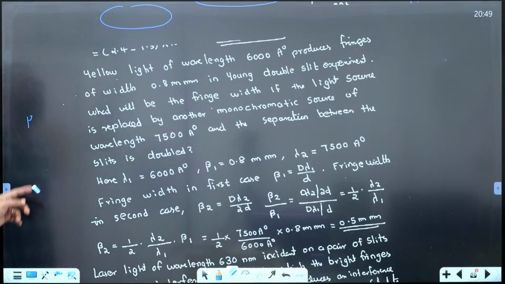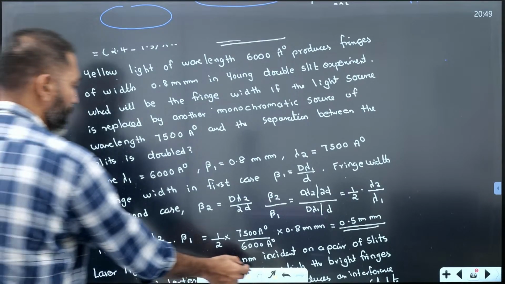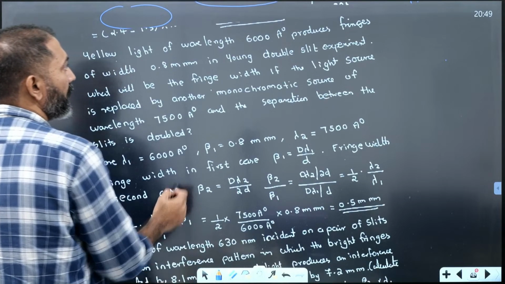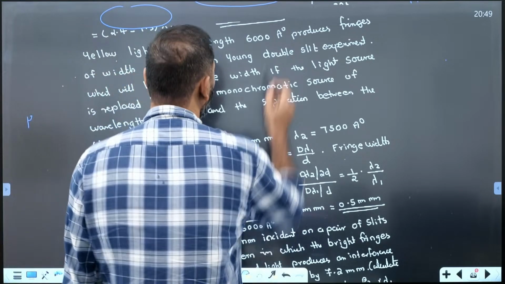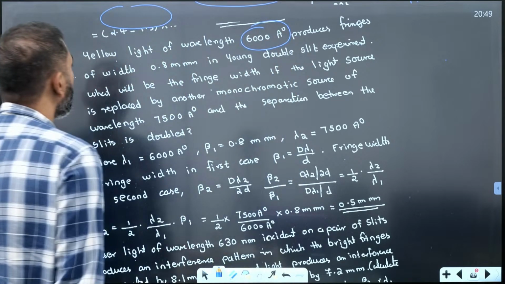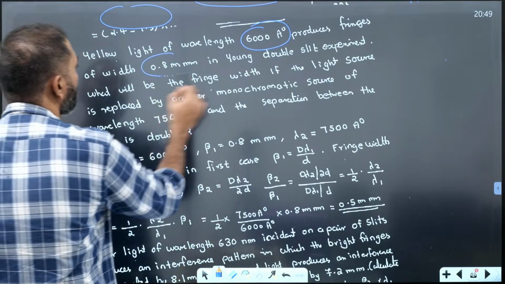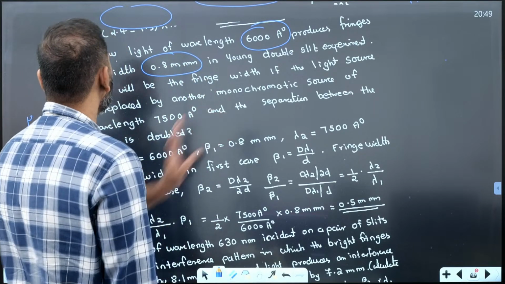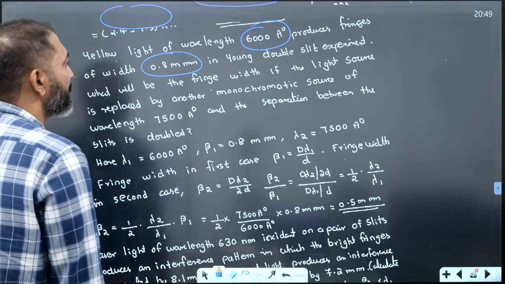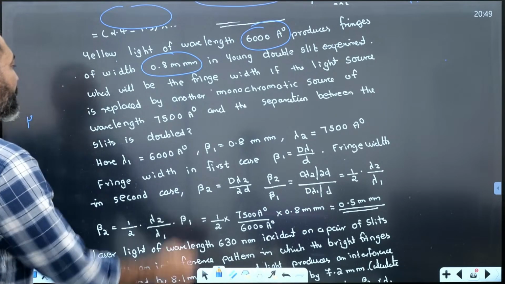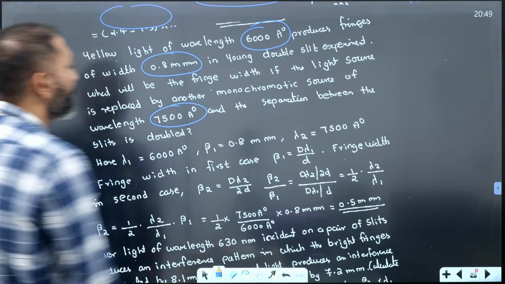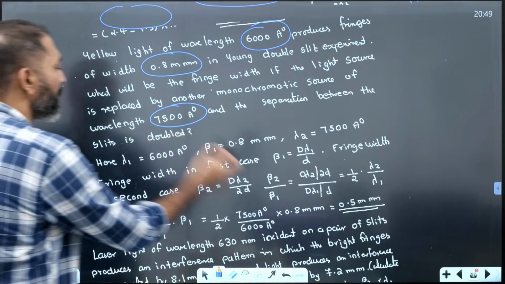Yellow light of wavelength 6000 angstrom produces fringes of width 0.8 millimeter in Young's double-slit experiment. What will be the fringe width if the light source is replaced by another monochromatic source of wavelength 7500 angstrom and the separation between the slits is doubled?